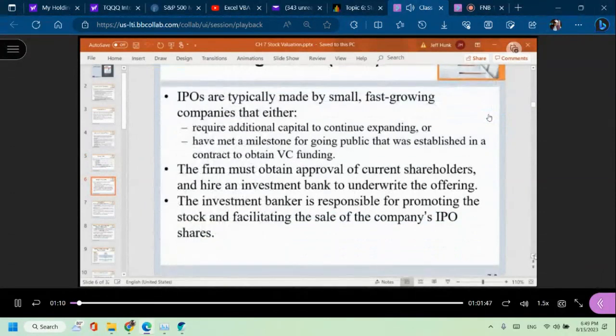Okay, so IPOs are typically made by small, fast-growing companies that either require additional capital to continue expanding, or have met a milestone for going public that was established in the contract to obtain venture capital funding. So here's a new term, venture capital. And of course, venture capital is sometimes also called angels. I mean, it's just a metaphor, like black swan, or fallen angels, all these things.